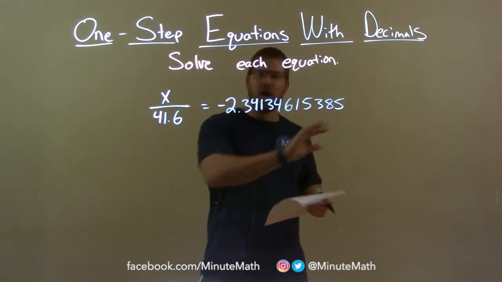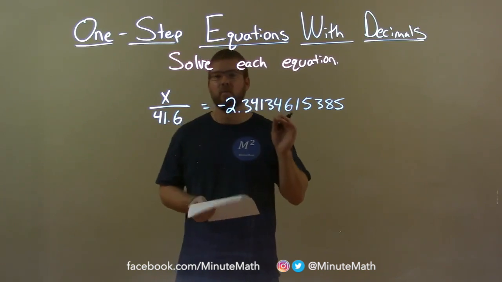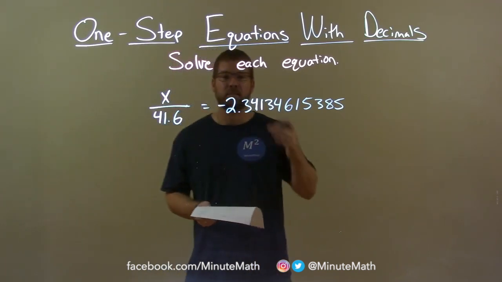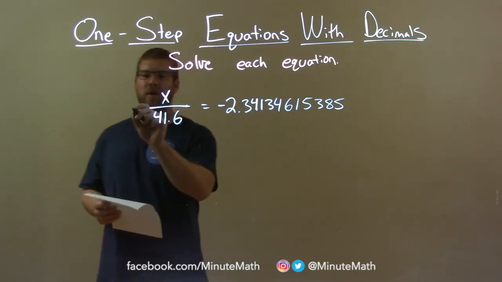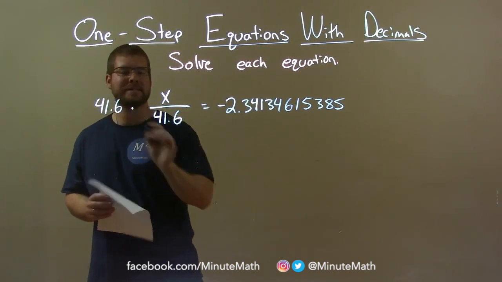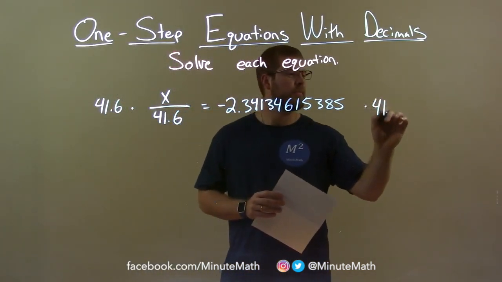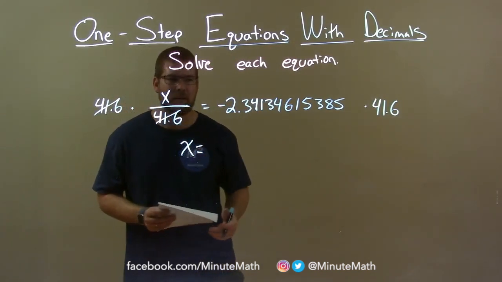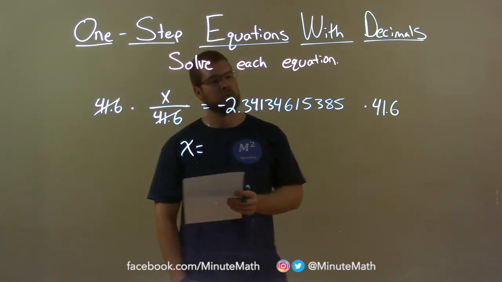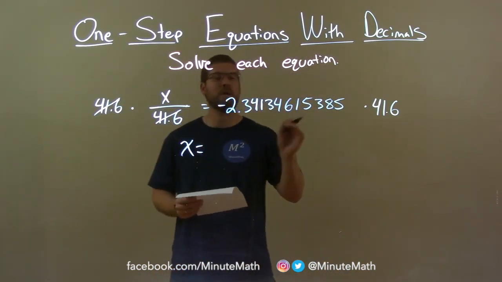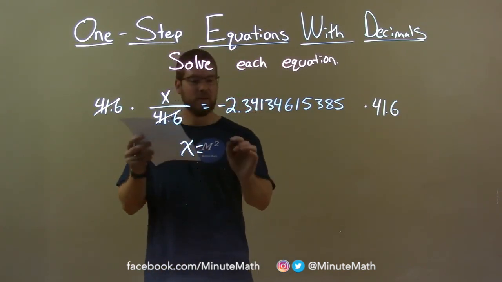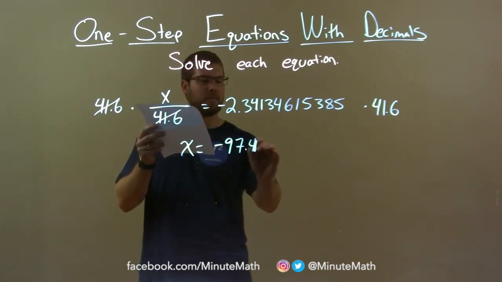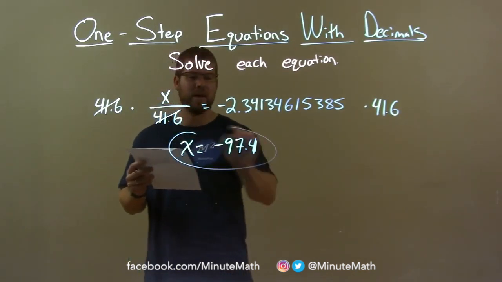Well, large problem, looks complicated, but it's not really, okay? Stick to our principles. We're dividing by 41.6. Opposite of division, multiplication. So if I multiply both sides by 41.6 here, the 41.6 eliminates on the left, giving me x by itself on the left. Now, negative 2.34134615385 times 41.6 may surprise you to just be a pretty simple negative 97.4. Remember, negative times a positive is a negative. And so here we have our final answer.